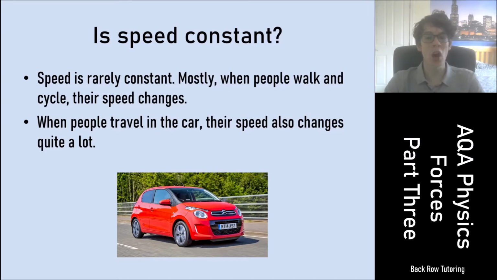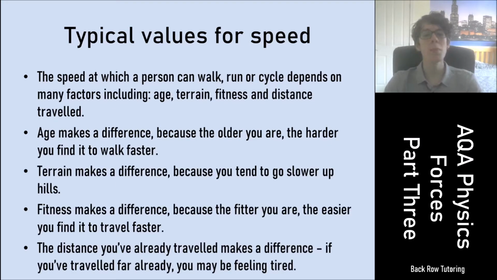Speed is rarely constant. Mostly when people walk and cycle, their speed changes. When people travel in the car, their speed also changes quite a lot. The speed at which a person can walk, run, or cycle depends on many factors, including age, terrain, which is just the shape of the land, fitness, and distance travelled.